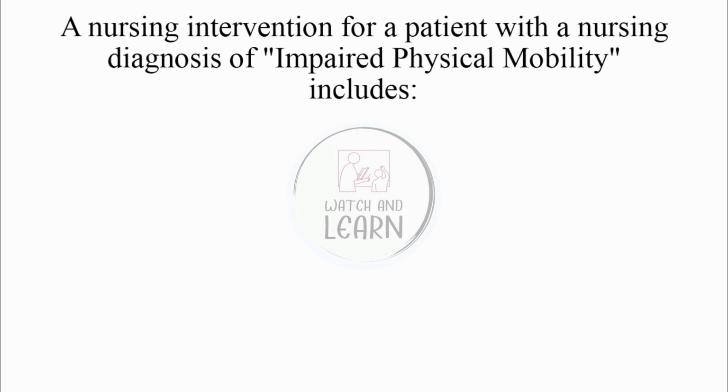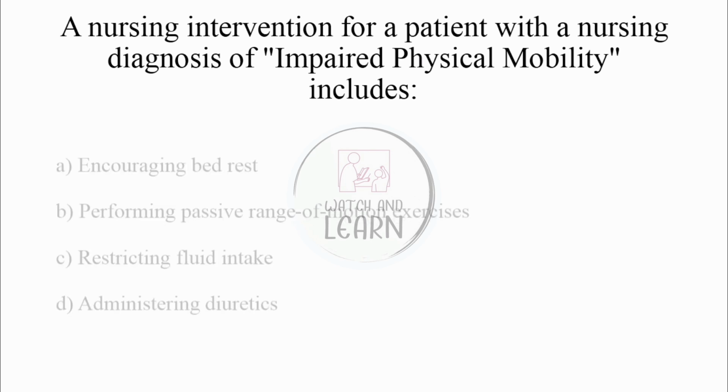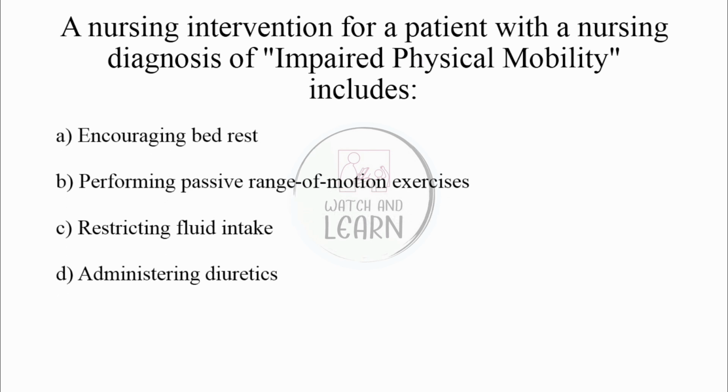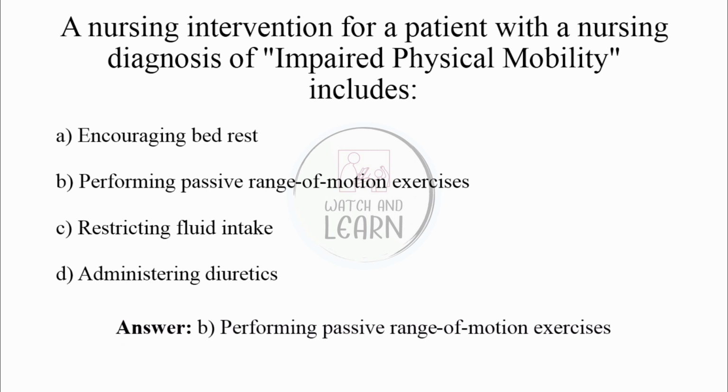A nursing intervention for a patient with a nursing diagnosis of impaired physical mobility includes, options are option A, encouraging bed rest. Option B, performing passive range of motion exercises. Option C, restricting fluid intake. Option D, administering diuretics. The right answer is answer B, performing passive range of motion exercises.